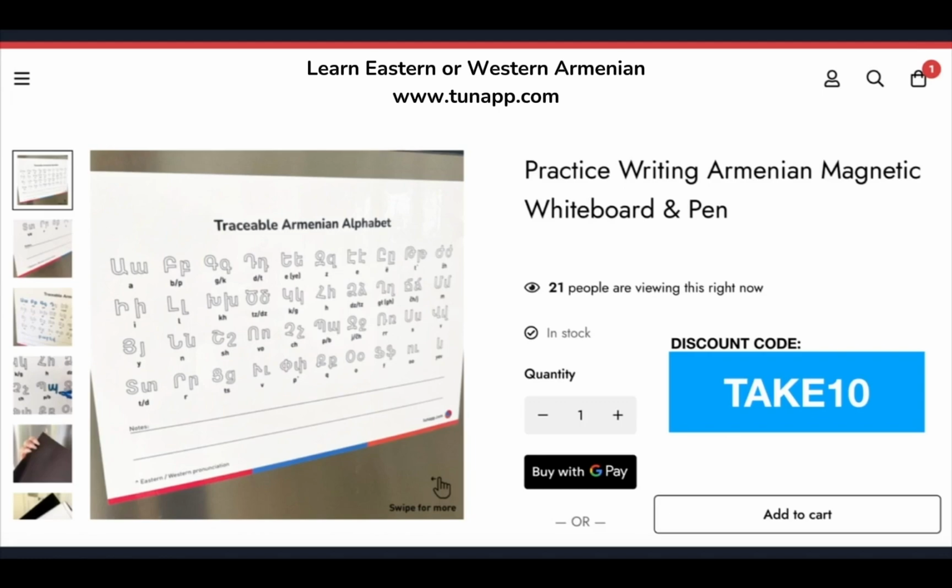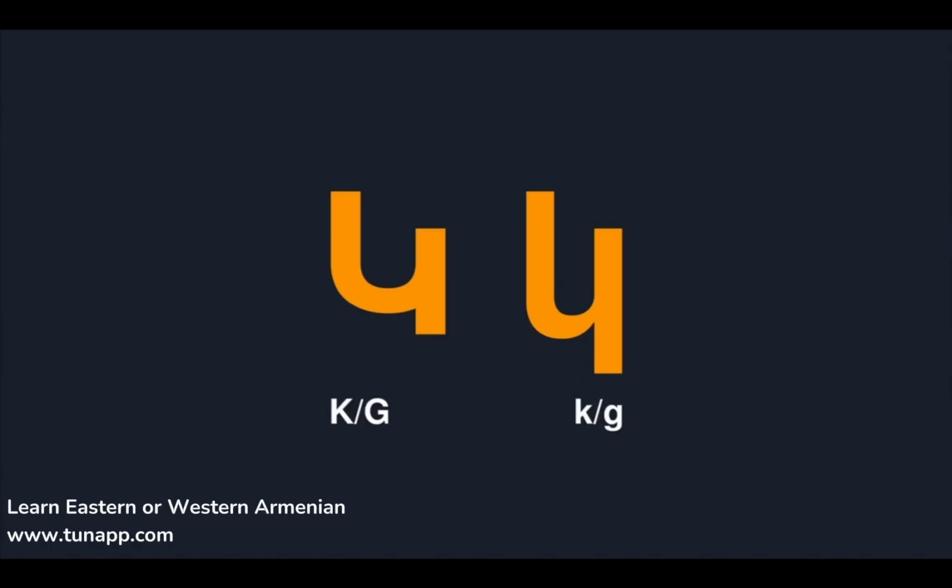And so one of the great things about this practice writing whiteboard is that you can start to become familiar with the pronunciation in your dialect, as well as the pronunciation in the opposite dialect, so that you can understand both better. A great application for this is if you speak Western Armenian but want to visit Armenia, where they speak Eastern Armenian. If you can start to become familiar with both dialects, then it'll make it a lot easier to understand both in practice. Here we are looking at K in Eastern Armenian or G in Western Armenian. And for the purpose of today, we'll teach you both because we're not sure what your background is.